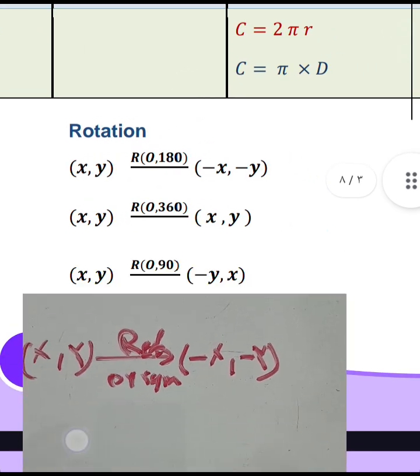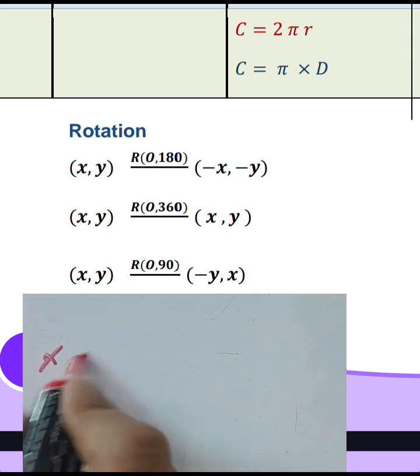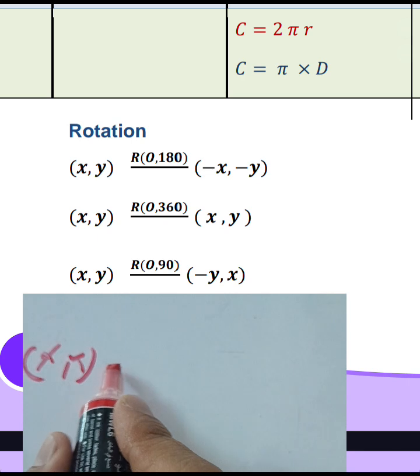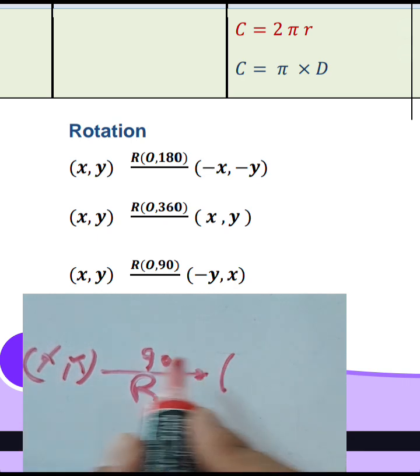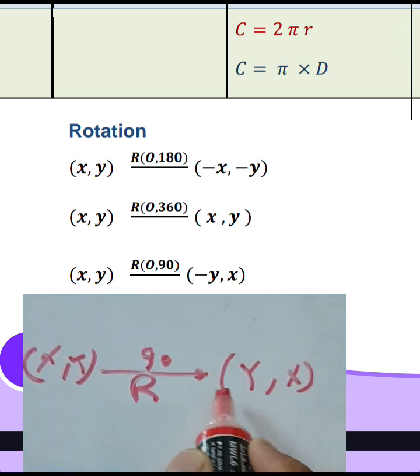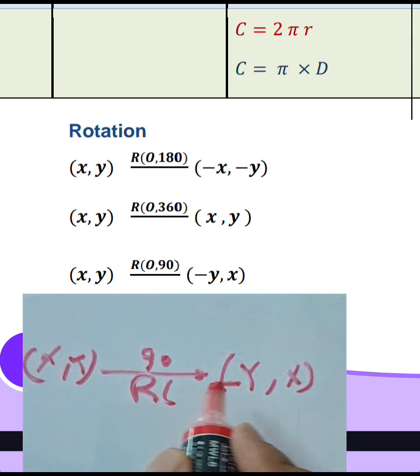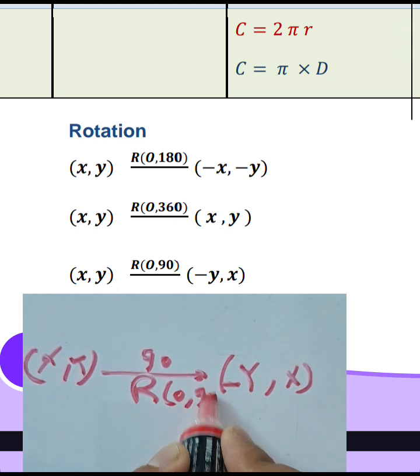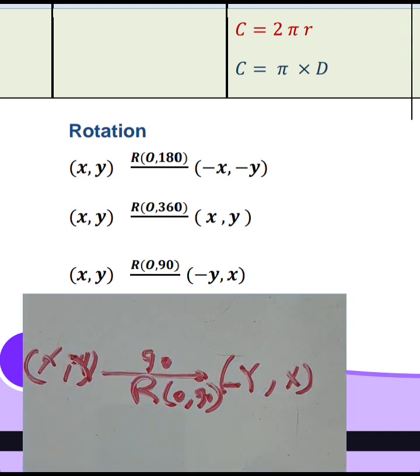And what about rotation? Rotation of the point (x, y) by 90 degrees. Rotation about 90 degrees, you must swap y and x, and change the sign of the first. Rotate about the origin point by 90 degrees, you must swap the places of x and y, first projection, second projection, and change the sign of the first.